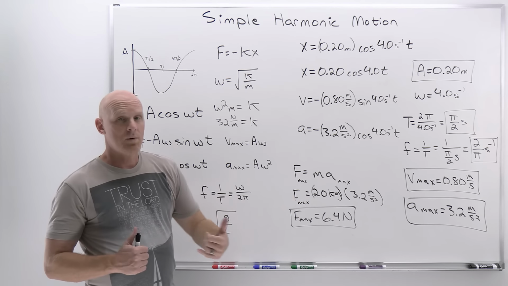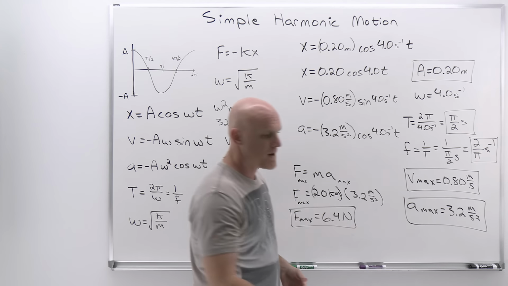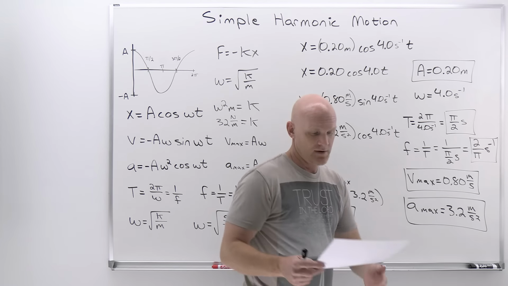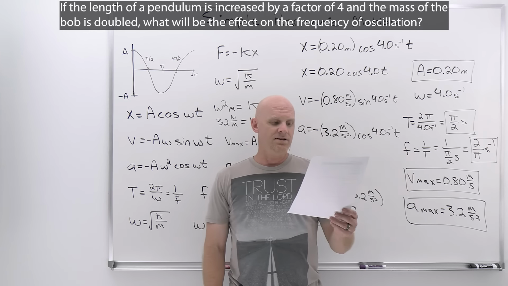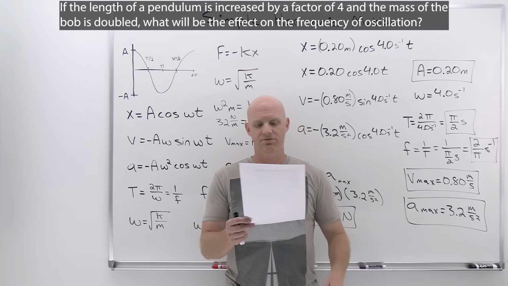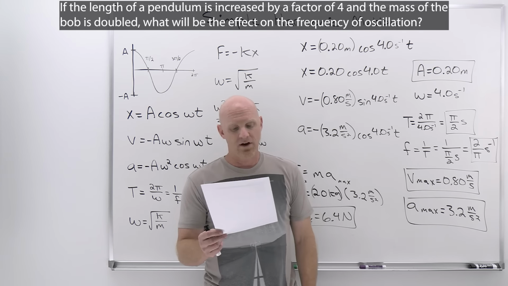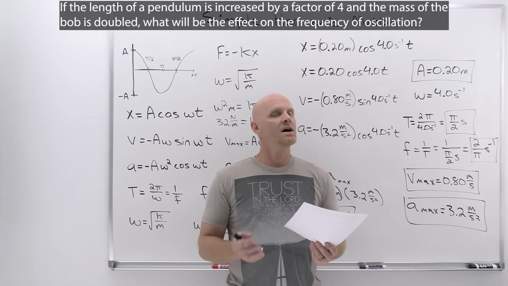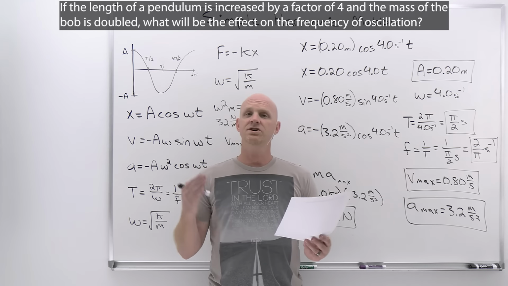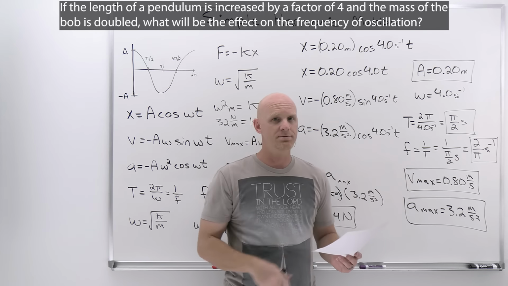All right, one more problem, and this one's going to be more related to a pendulum. The problem says, if the length of a pendulum is increased by a factor of 4 and the mass of the bob is doubled, what will be the effect on the frequency of oscillation? Now, I've asked this one on purpose, and I've told you that I've changed the mass, and you should be like, Chad, you told me mass doesn't matter.